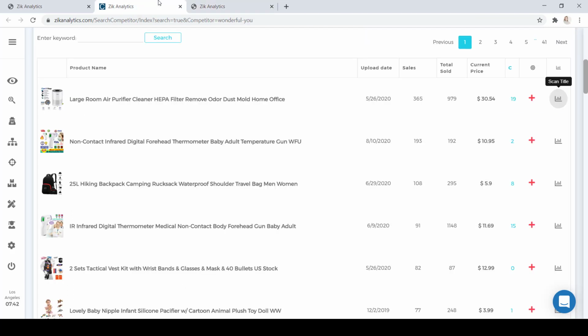So let's go back to the product list. Now let's look for a product that has a lot of sales, a good sales price, and low competition.